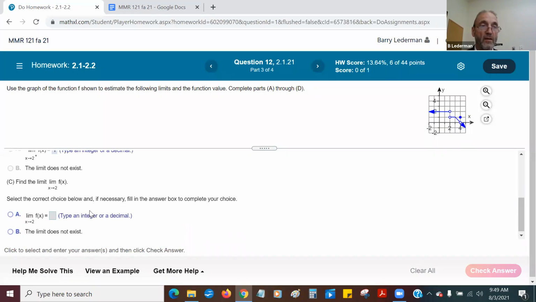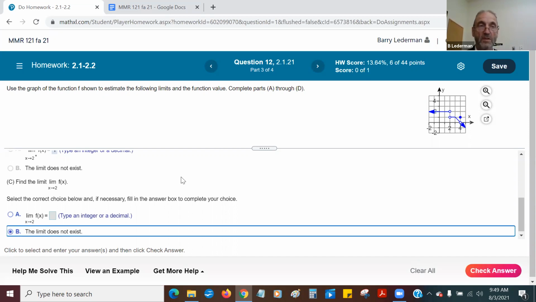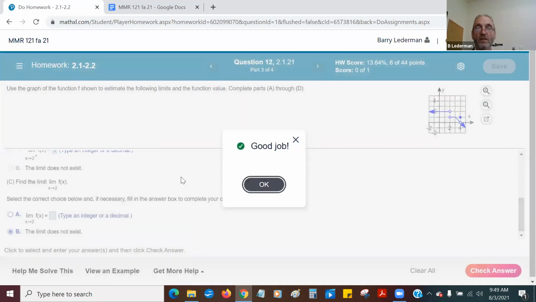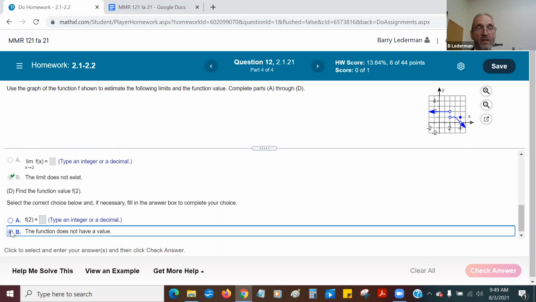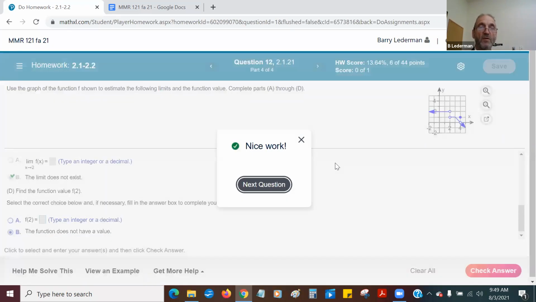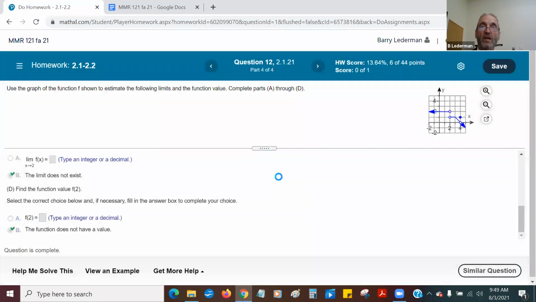And the overall limit, where there's no plus or minus, is going to be does not exist, because the left-hand side and the right-hand side differ. The function value also does not exist, but that's just a coincidence. Whether the function value existed or didn't exist, the limit would still not exist. That's what it's all about.